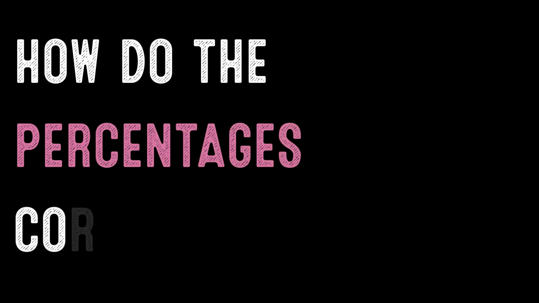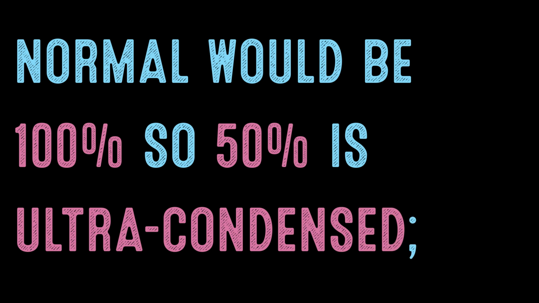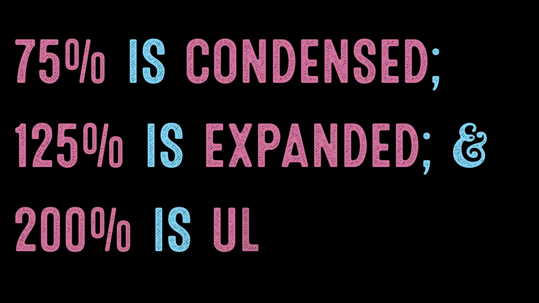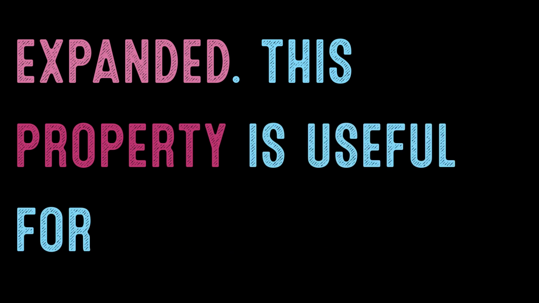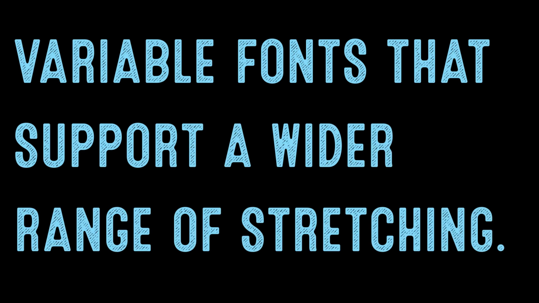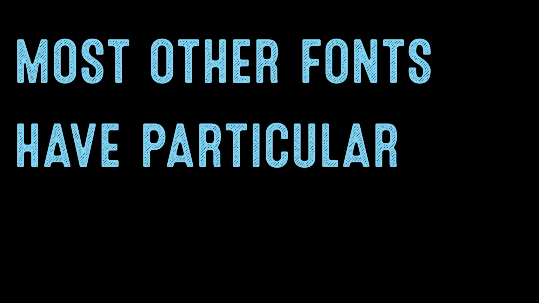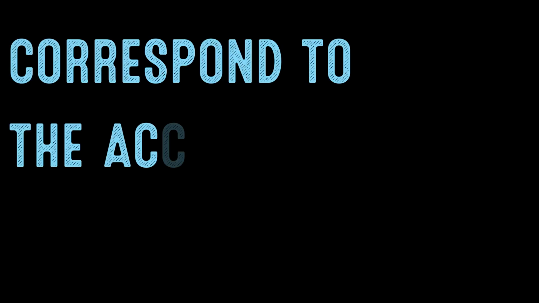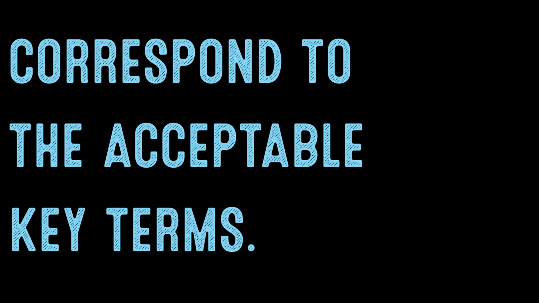How do the percentages correspond with the values? Normal would be 100%. So 50% is ultra-condensed, 75% is condensed, 125% is expanded, and 200% is ultra-expanded. This property is useful for the newer variable fonts that support a wider range of stretching. Most other fonts have particular widths that correspond to the acceptable key terms.